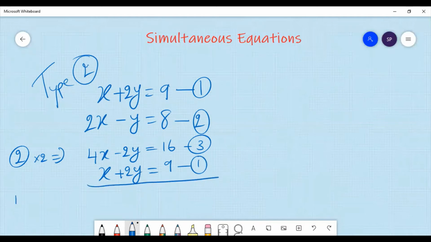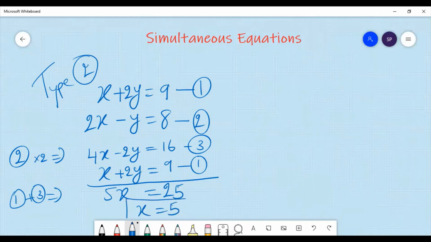So that becomes 1 plus 3. And that gives you what? 5x. Why? Because 4x plus x is 5x. And minus 2y plus 2y gives you 0. So you're going to have what? 25. So x is equal to what? 5. So you just worked out the x as 5 as part of your first.